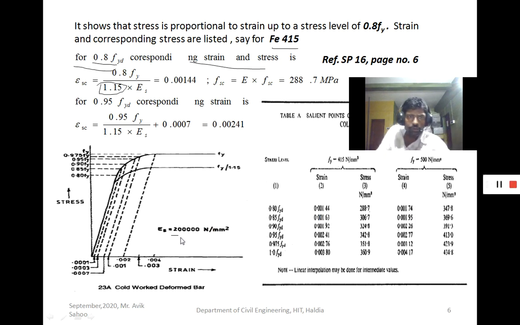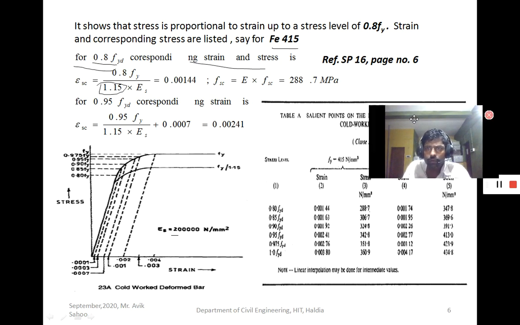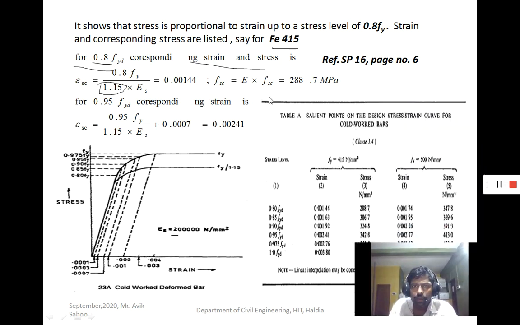2 into 10 to the power 5 MPa. So we will get this strain 0.00144, and the corresponding stress is E into epsilon S, E into Fsc, stress of steel. So this is how much? 288.7 MPa. So it is given in SP16.